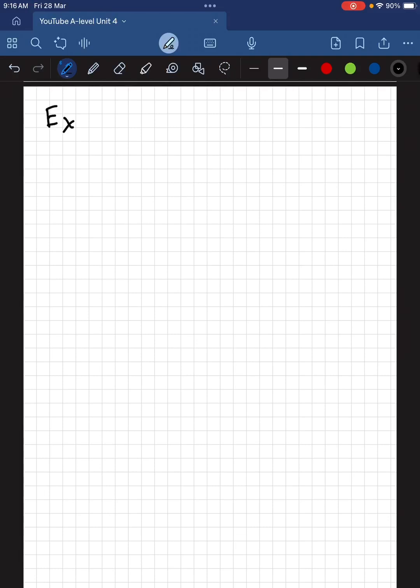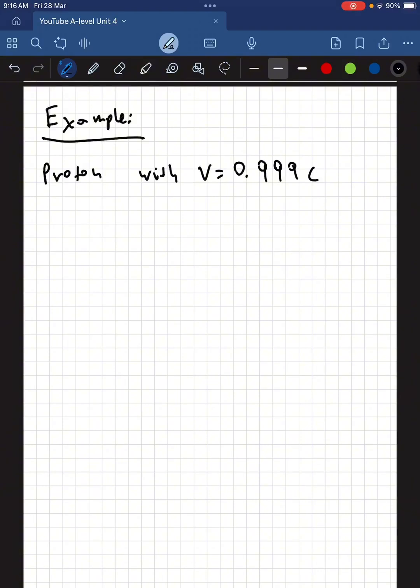So let's do an example. We have the example of a proton moving with velocity 0.999 c. The mass of the proton at rest, when it's not moving, is M naught, 1.67 times 10 to the negative 27 kilograms.